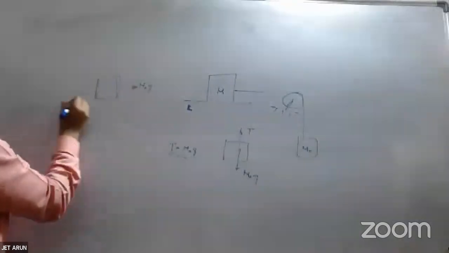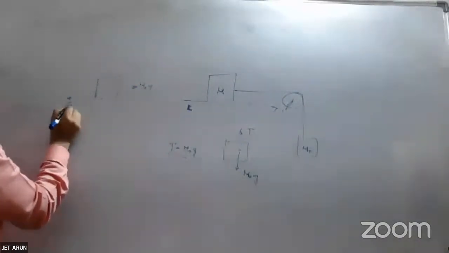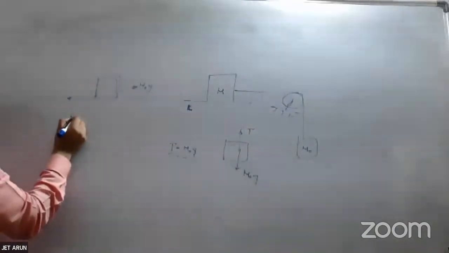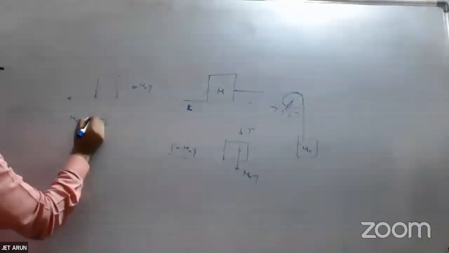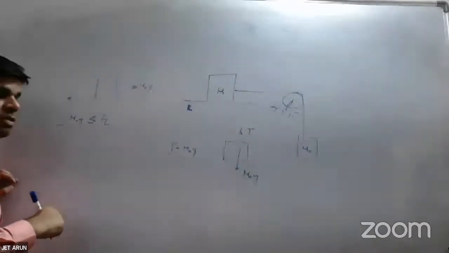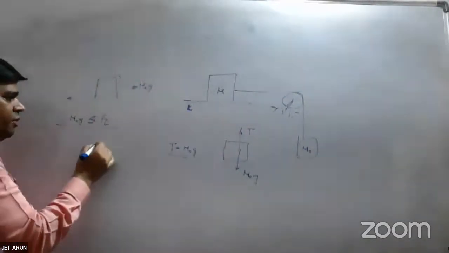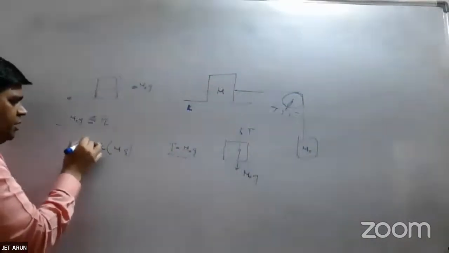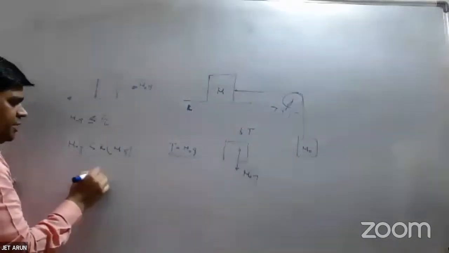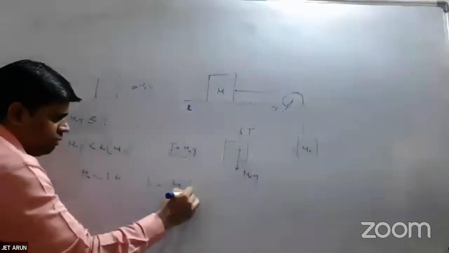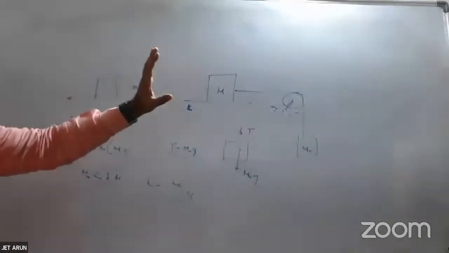Now this is to be counterbalanced by friction, which is limiting friction. So my m naught G should be less than or equal to limiting friction. Only then it can counterbalance. Static friction will come into picture. What is FL? Mu into m G. G gets cancelled out. So m naught is less than or equal to mu into m. So mu is equal to m naught by m. If this is the ratio of mu, then it will remain at rest.